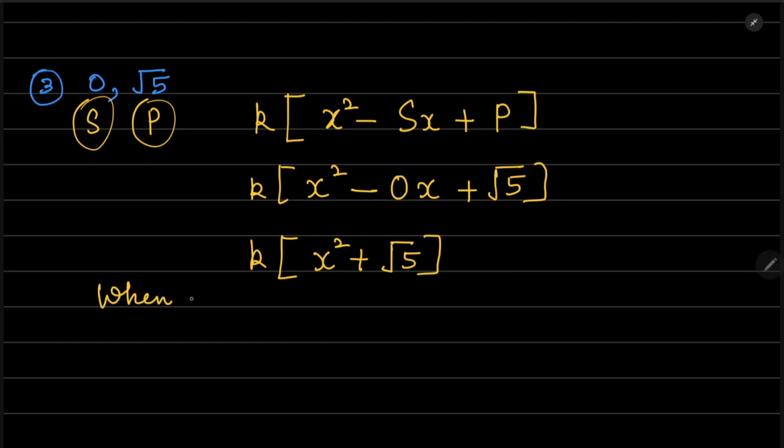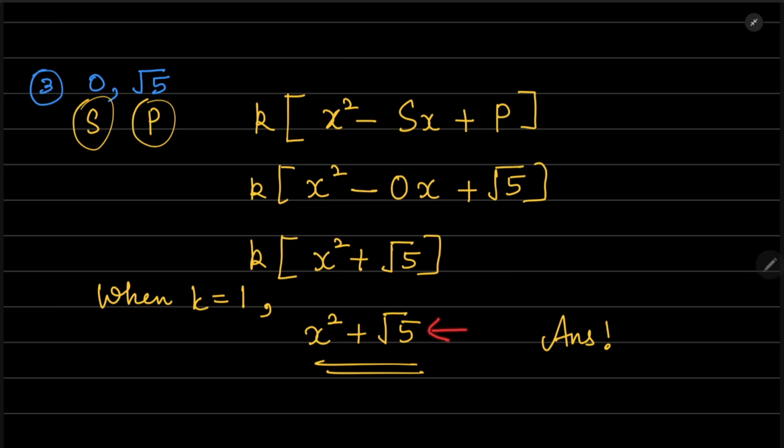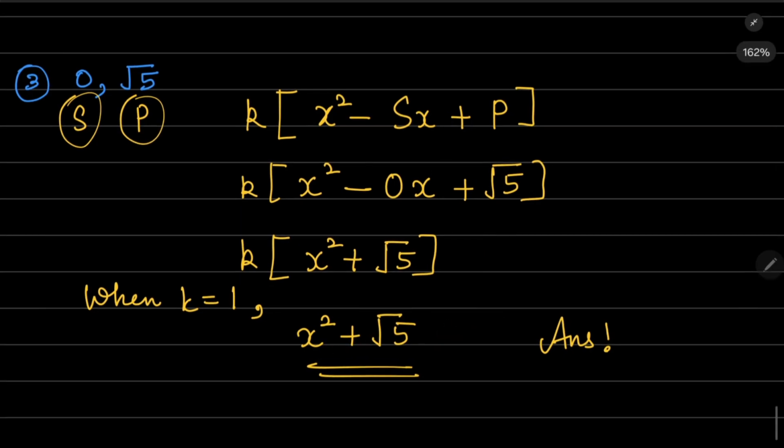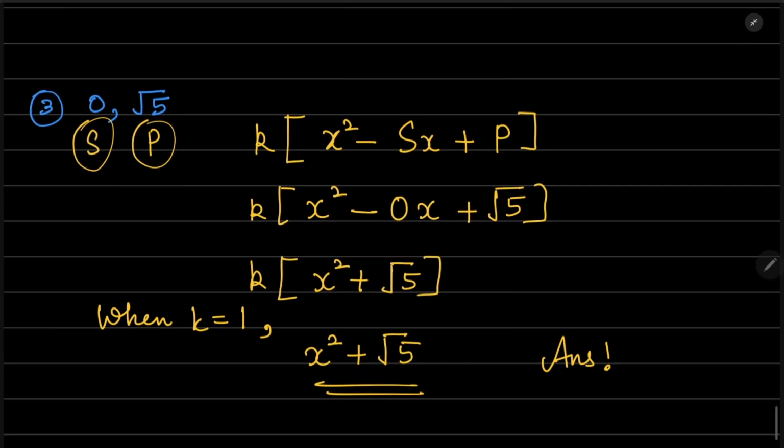Then what value of k do you take? I will take k equal to 1. When k equal to 1, x square plus root 5 is the answer. This is my required polynomial. Right? Okay. So if you solve this, suppose alpha and beta are the zeros of this final polynomial, and when you take the sum of those zeros and the product of the zeros, you will be getting sum as 0 and product as root 5. Okay.